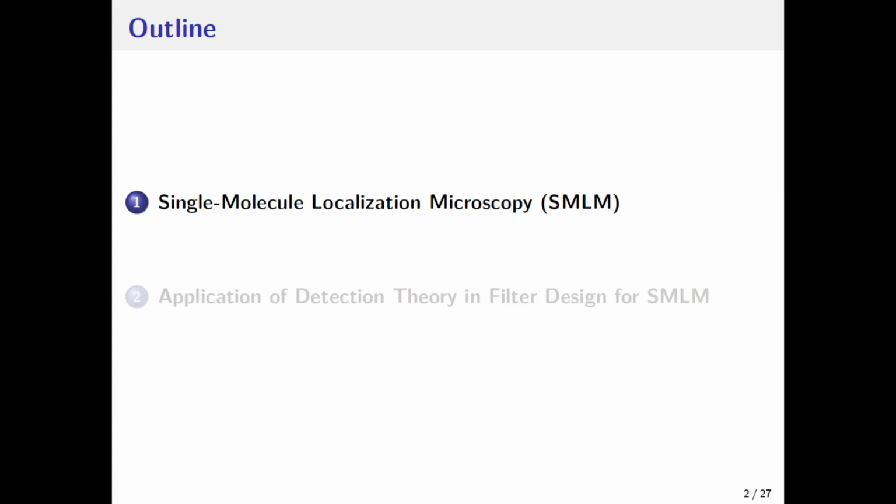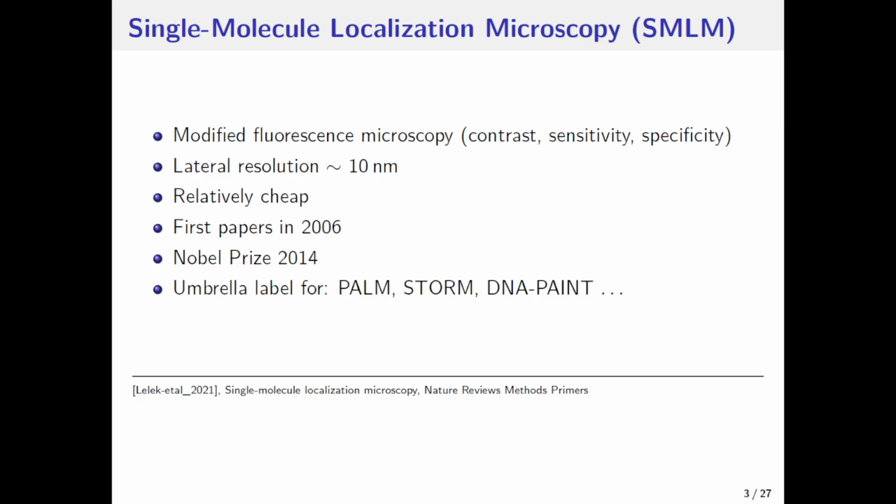Okay, so let's go through SMLM. I will describe the method as a modification of fluorescent microscopy with all the goodies that we like: we have nice contrast, we have single molecule sensitivity, and we have tools to target molecules we like in a somewhat specific way, using labeling or genetic modification methods, for example. An important feature of the method is that it provides resolution of roughly 10 nanometers. The method is relatively cheap compared to other methods with a similar resolution.